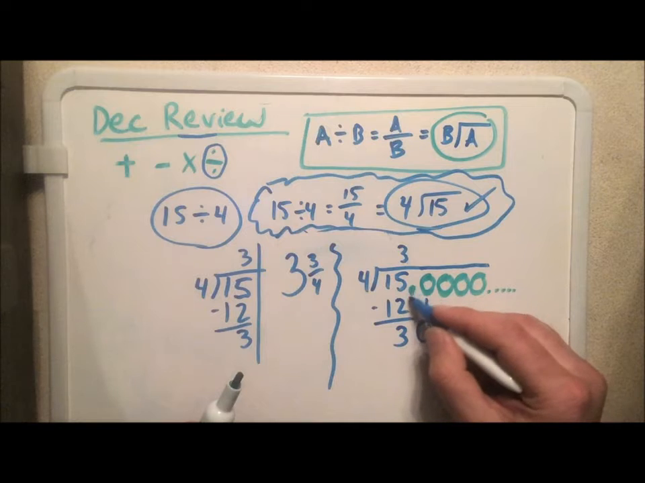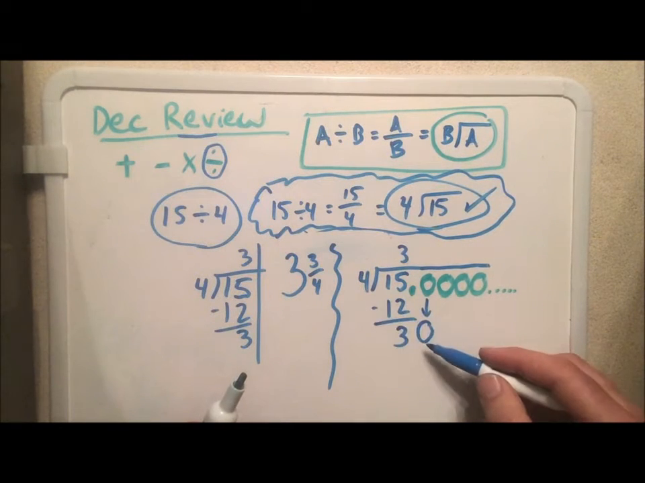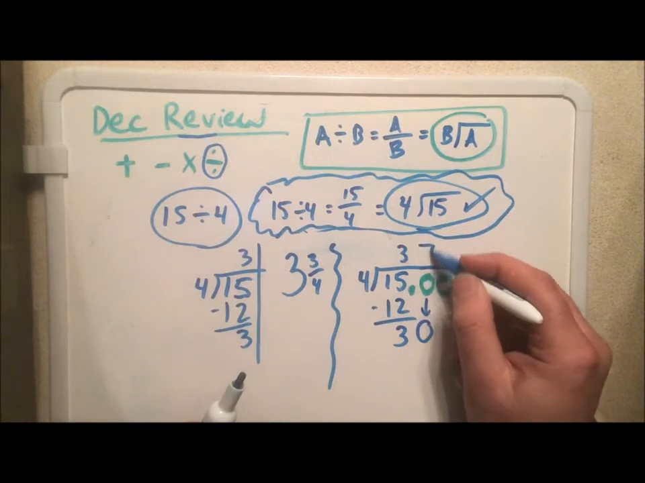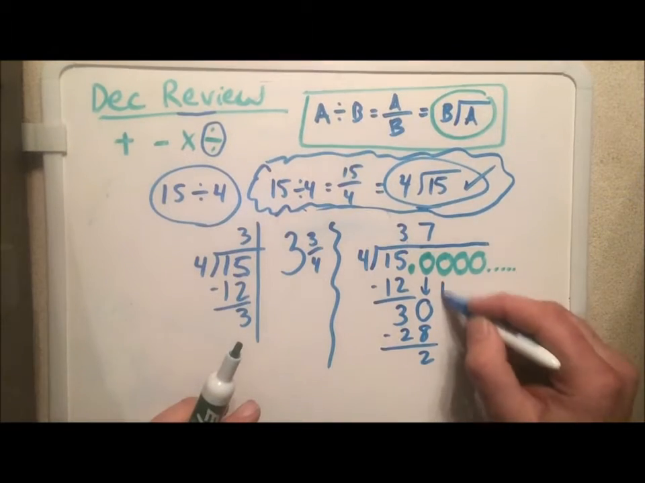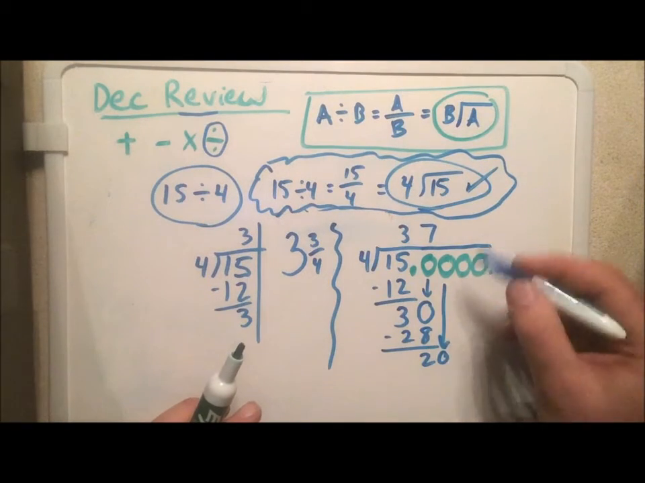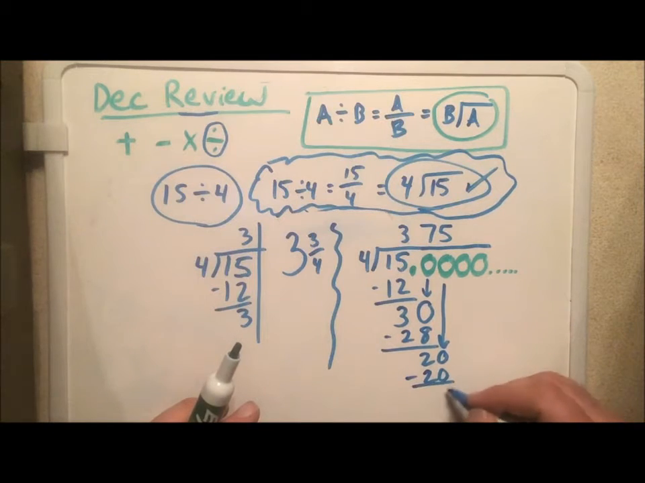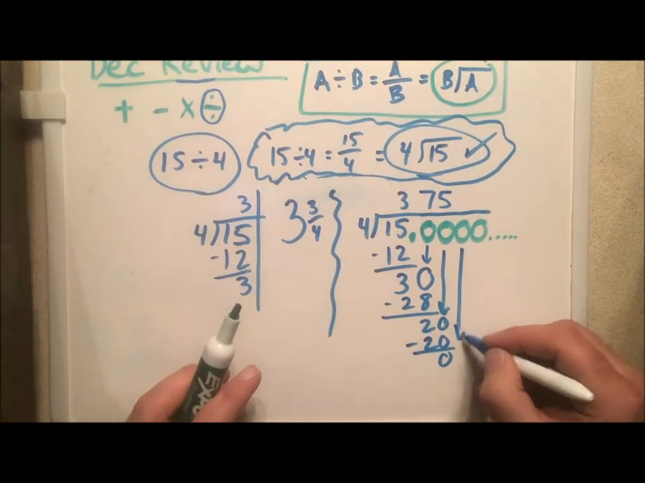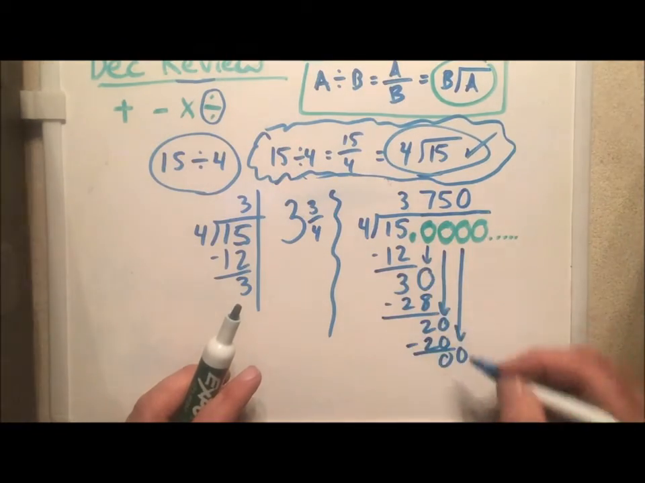And I'm kind of ignoring this green decimal right now. I'm just working with the digits. How many 4s fit into a 30? By now, we know that it's 7. 7 times 4 makes 28. Subtract, 2. How many 4s fit in a 20? 5. 5 times 4 makes 20. Subtract, 0. Bring down 0. 4 goes into 0, 0 times. 0 times 4 is 0.